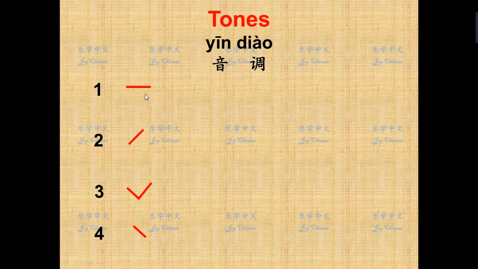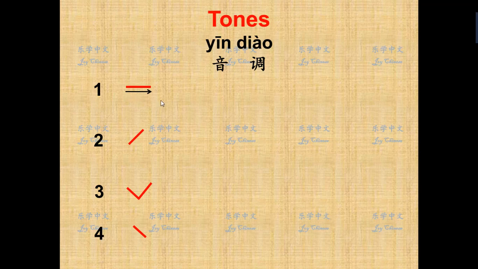For the first tone, it is level. There's no change of your tone from the beginning to the end. It's a level, high and strong tone. If I use the vowel a I presented previously as an example, we say ā, a very smooth and level voice. You can see here it's a straight line showing your voice doesn't change.